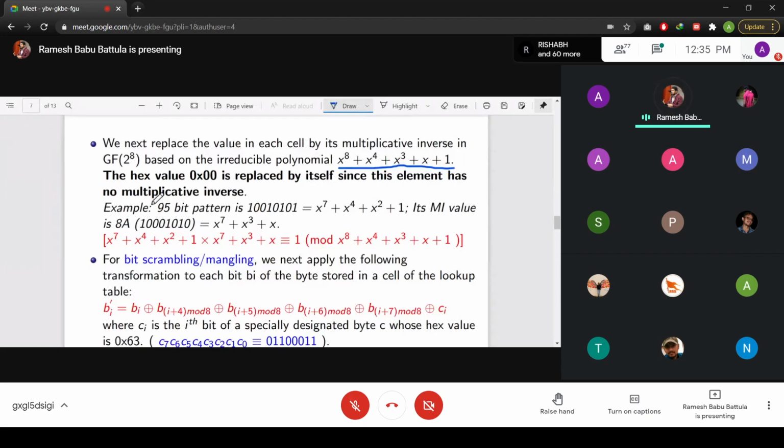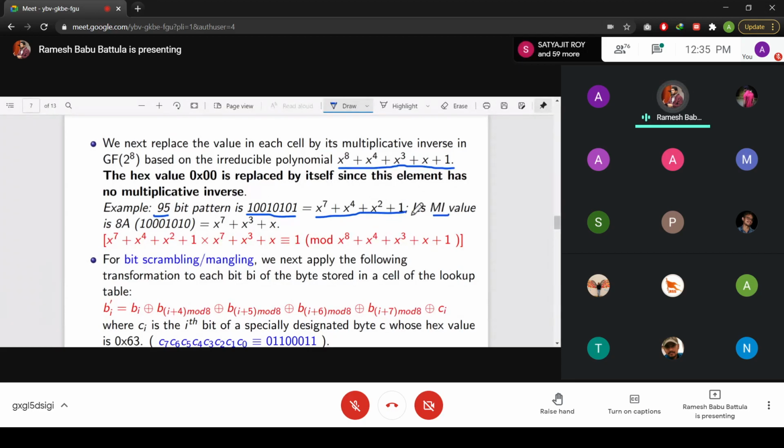Whatever byte I have, I'm going to convert that byte into zeros and ones form. It's a hexadecimal value, and I'm converting the hexadecimal value into a binary value. If I convert into binary value, I write that equivalent polynomial. Once I write the polynomial, I am supposed to use the extended Euclidean algorithm to find the multiplicative inverse value.